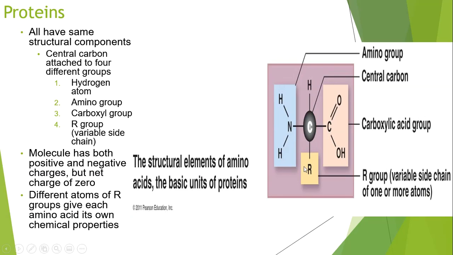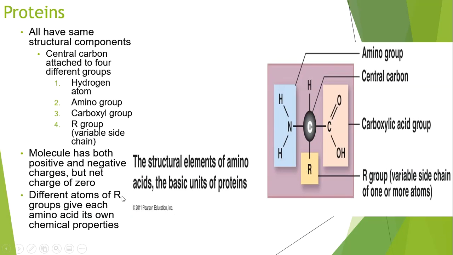Whenever you see an R group in chemistry, that's just a variable side chain. Think of the X variable when you talk about X in algebra. Your R group is the same thing in chemistry. In a protein, the molecule has both positive and negative charges, so those equal out into a net charge of 0.